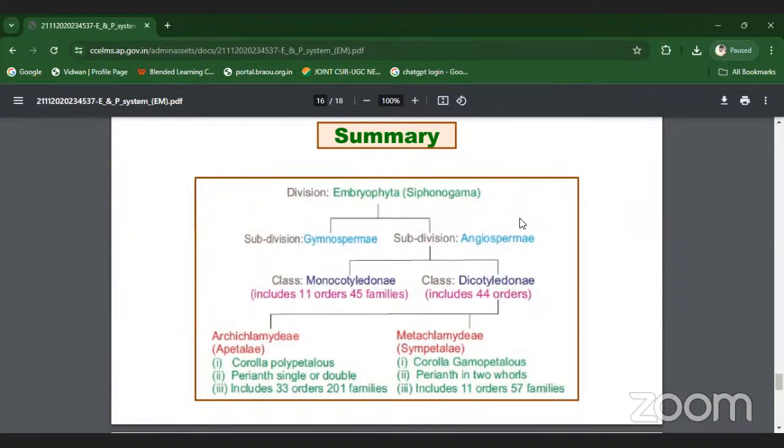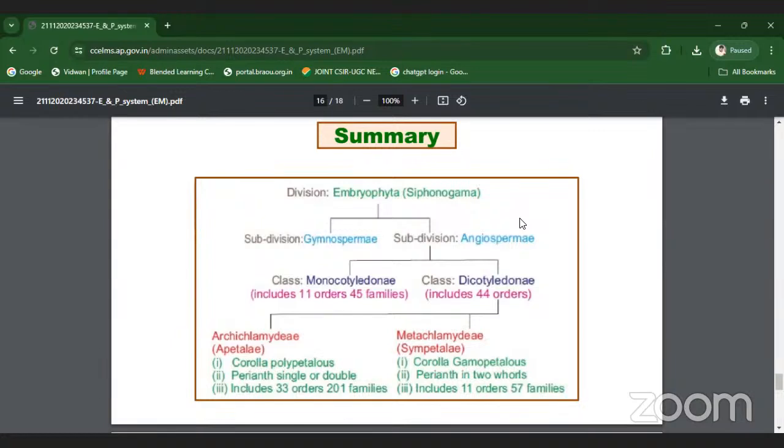And it underwent several revisions also. The final revised edition appeared in 1973. Hutchinson accepted Bentham and Hooker's concept of the primitive flower, so almost Hutchinson's concept is similar to the Bentham and Hooker classification. However, he abolished the Monochlamydeae, and only two groups are recognized in dicots, namely Archichlamydeae and Metachlamydeae.